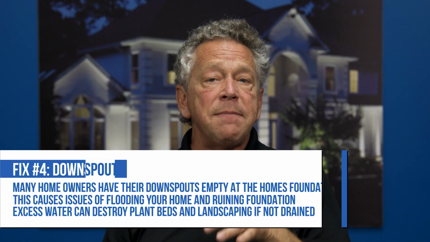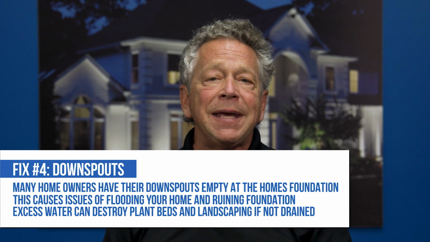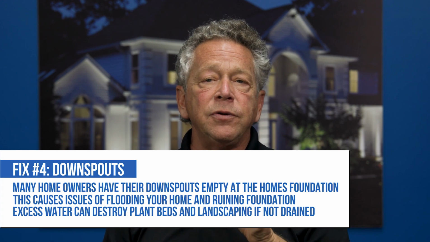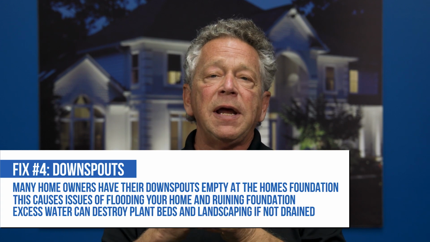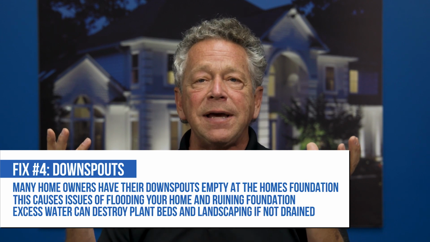Number four, downspouts. Another thing to think about is your downspouts. We're often surprised about how many homes have downspouts that empty right at the home's foundation. Not only does this pose a risk of flooding your basement, but heavy rain can turn these downspouts into strong hoses. Water can destroy plant beds and landscaping as it blasts out into your yard. We've all seen it in people's yards after heavy rain, as the mulch is washed out of the beds into the lawn area. That's a good example of this.